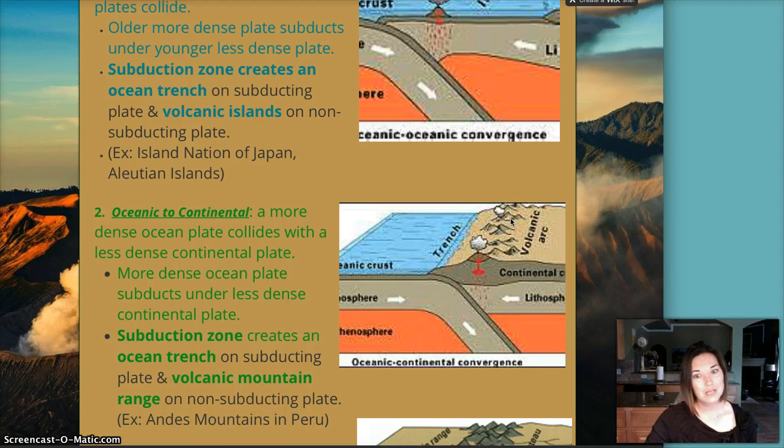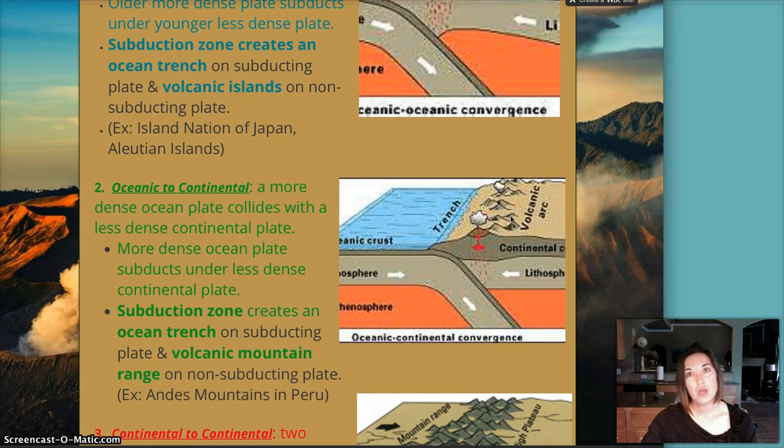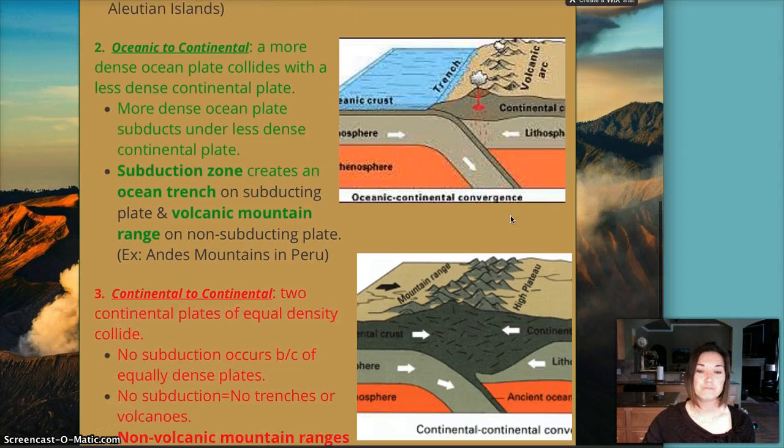Now, the Cascade Mountains up in the northwestern part of the United States around Oregon and Washington is an example of a volcanic island chain formed this way. And Mount St. Helens is a very popular volcano that formed as a result of this subduction. The Andes Mountains in Peru is also an example of an oceanic to continental convergent boundary where the Pacific Plate and the South American Plate are running together. So the Andes Mountains is also a volcanic mountain chain.